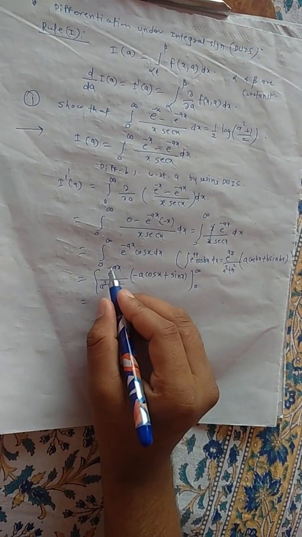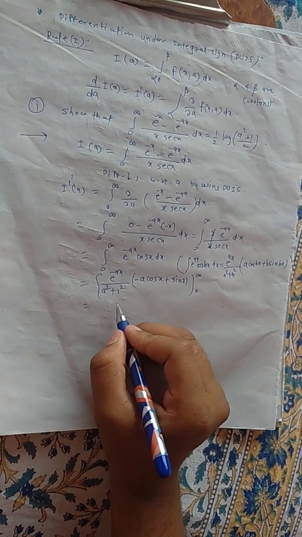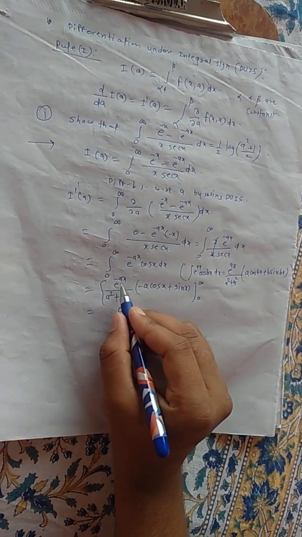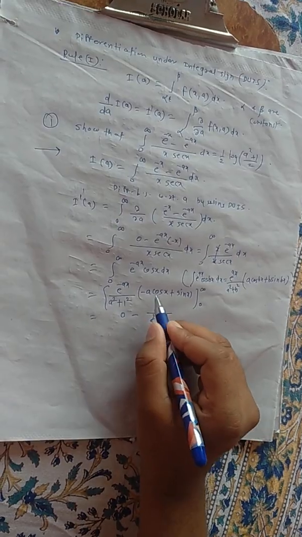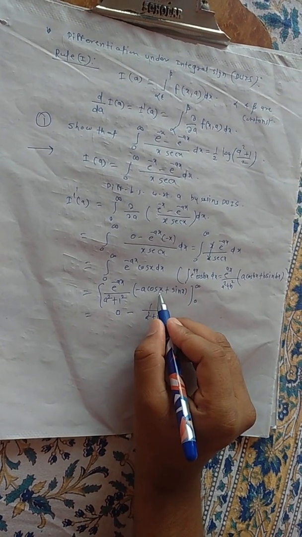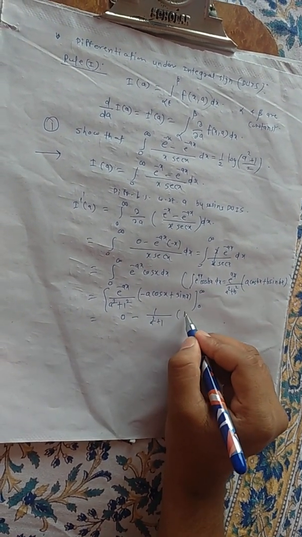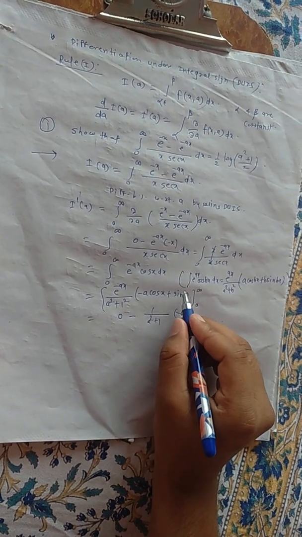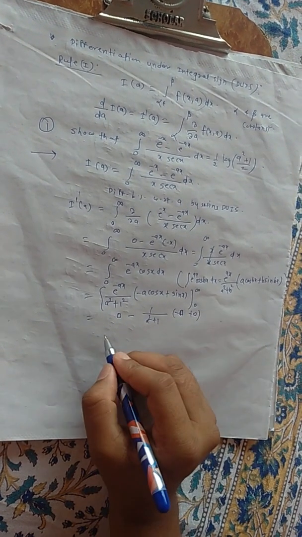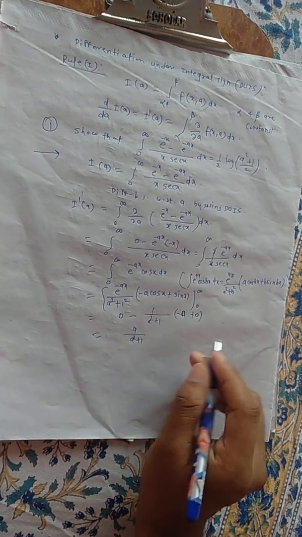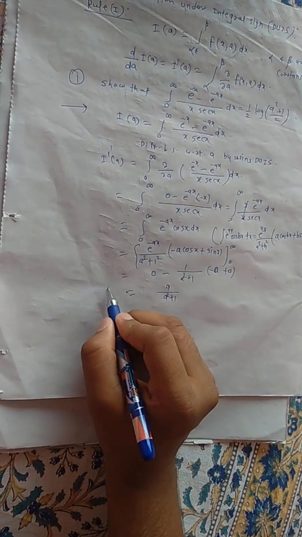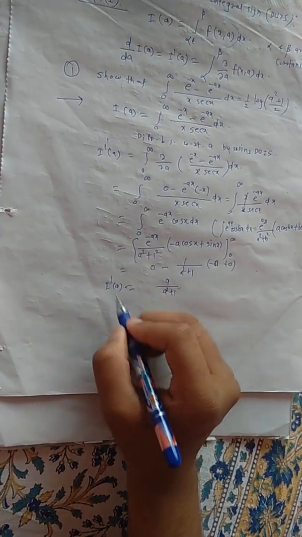For the upper limit, e to the power minus infinity becomes 0. So 0 minus the lower limit: e to the power 0 is 1 upon a square plus 1, cos 0 is 1, so minus a is there, sin 0 is 0, so plus 0. Minus minus becomes plus, so it is a upon a square plus 1. Now this quantity is I dash.